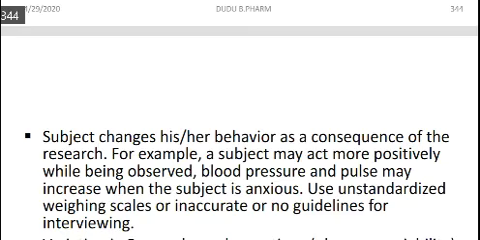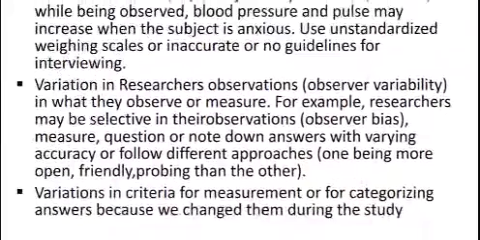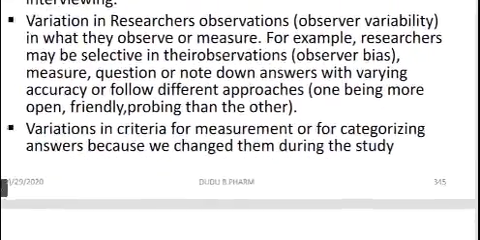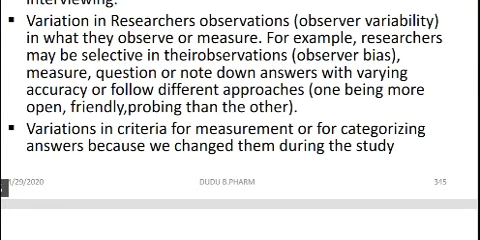Use of an unstandardized weighing scale, or inaccurate or no guidelines for interviewing. Variation in researchers' observations, observer variability, in what they observe or measure. For example, researchers may be selective in their observations, observer bias, measure, question, or note down answers with varying accuracy, or follow different approaches, one being more open, friendly, and probing than the other. Variation in criteria for measurement or for categorizing answers because we change them during the study.